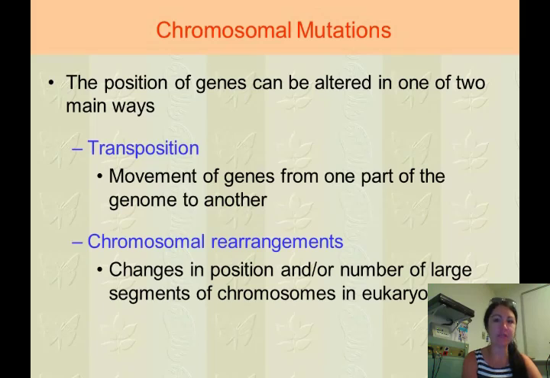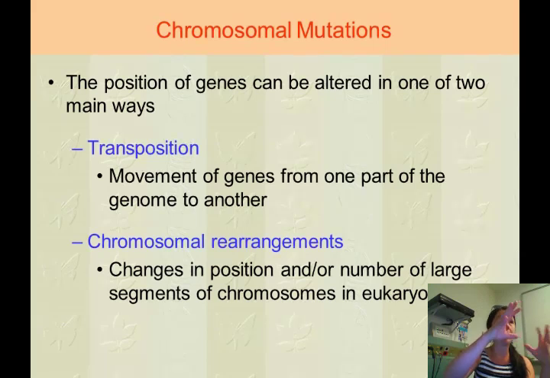Chromosomal mutation. The position of genes can be altered in one of two main ways. In transposition, genes move from one part of the genome to another. So that's like where we have our gene 1, gene 2, gene 3, and one gene moves from one part of the strand of DNA into another part. Or we have chromosomal rearrangement, where there is a change in position or number of large segments.